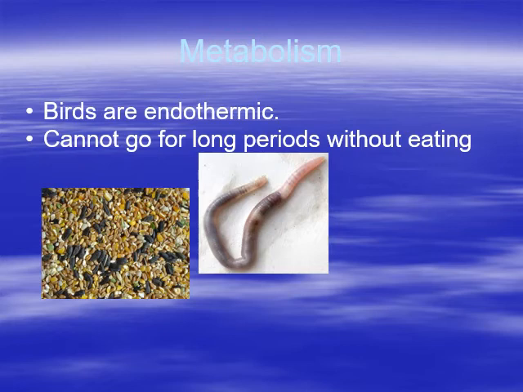Of course, your bigger birds, like your eagles and your hawks and falcons, they'll be eating larger prey. But most of your birds are smaller, and they're going to be eating your insects and seeds and fruit, things like that.